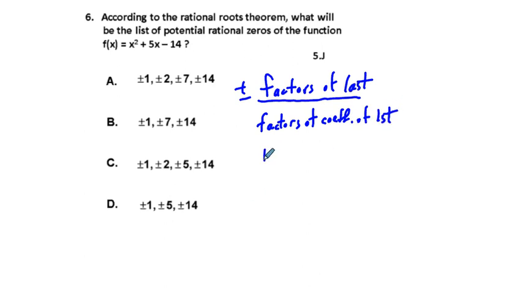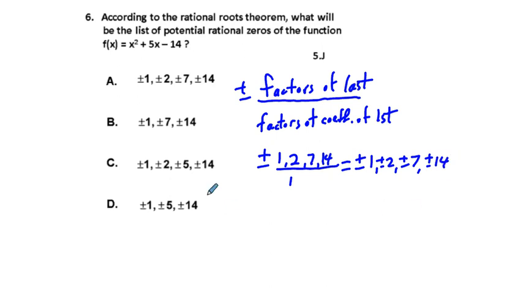So what we have is plus or minus the factors of 14. So that's going to be factors of 1, 2, 7, and 14. And over the factors of the coefficient of the first term, well, we have x squared, so that's 1x squared, so that's going to be 1. So what we're going to have here is plus or minus 1, which is 1 over 1, plus or minus 2, plus or minus 7, and finally plus or minus 14. Yes, our answer is A.